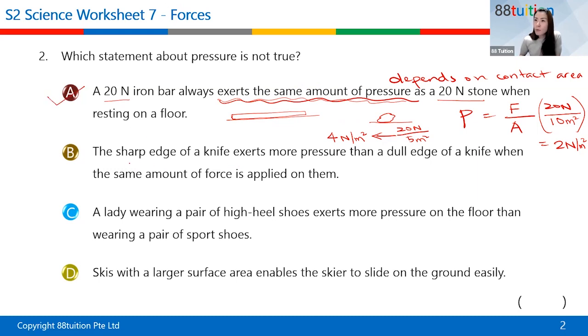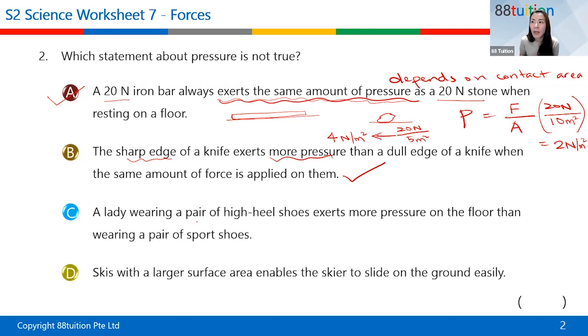Okay, let's just quickly go through B, C, and D. The sharp edge of a knife exerts more pressure than the dull edge. Of course, again, it is about the contact area. Sharp edge of the knife, the contact area is very, very small, so it exerts more pressure.